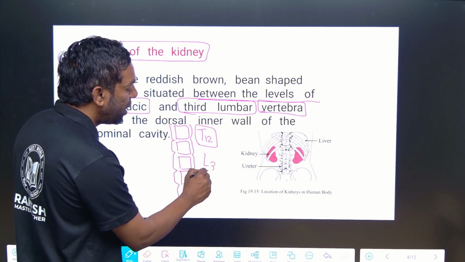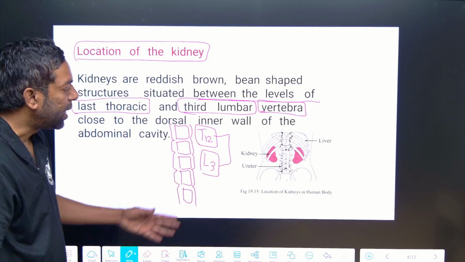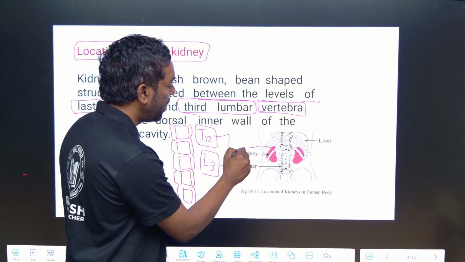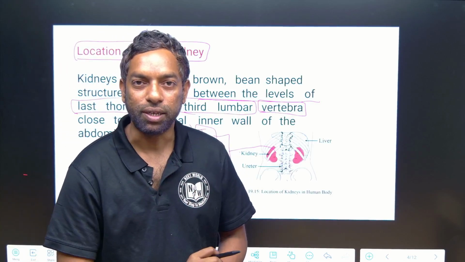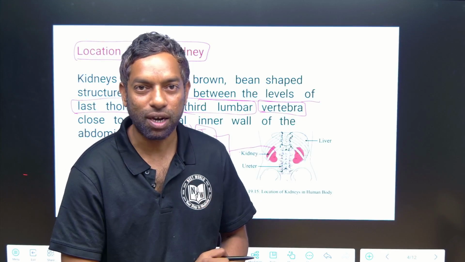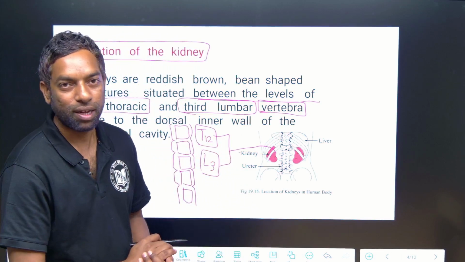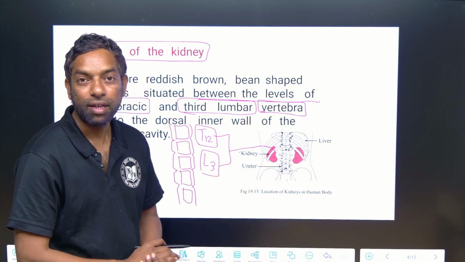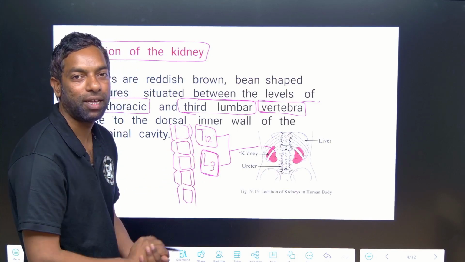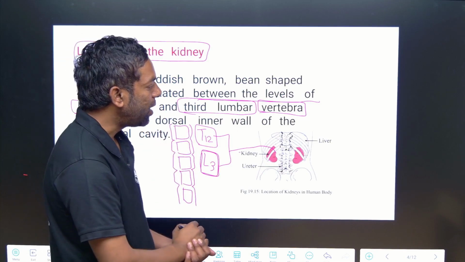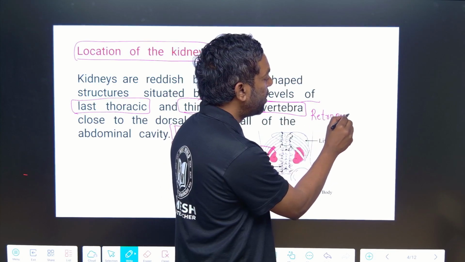The kidney is located between the last thoracic and the third lumbar. Last thoracic means T12, the 12th bone, as there are 12 thoracic bones, and there are 5 lumbar bones, up to the third lumbar. That is the location of the kidney. And the kidney is also a retroperitoneal organ.